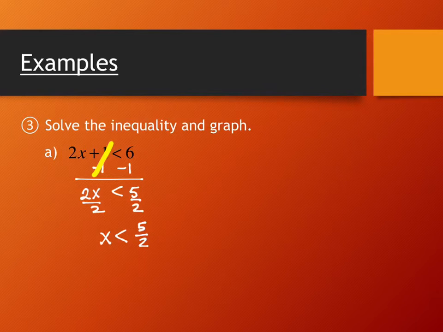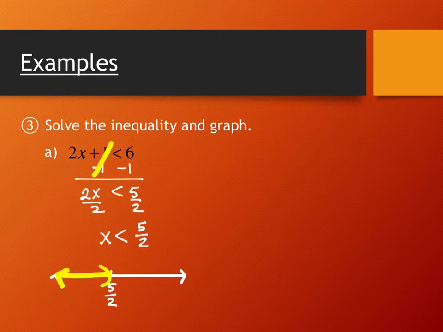If I'm drawing my graph from that, my graph will include the number 5 halves. Will I shade to the left or to the right? Left, because it's a less than sign. Will I have a parenthesis or a bracket? A parenthesis. Okay, remember parentheses happen when I don't have the equal sign underneath. Brackets happen when I do. So this would be my graph in form.